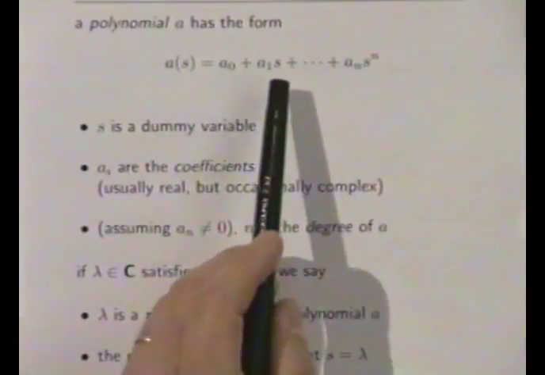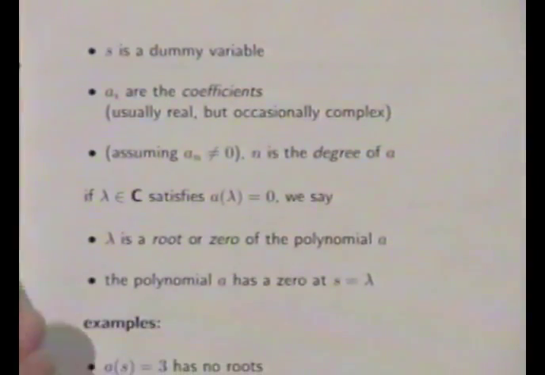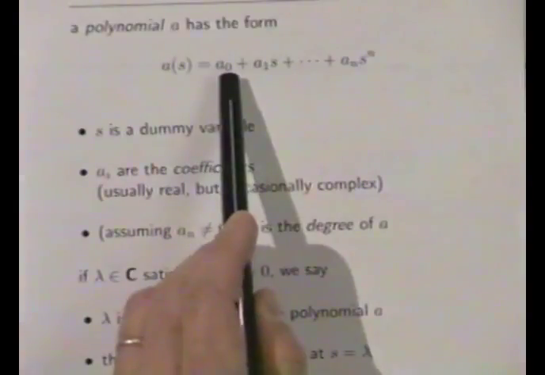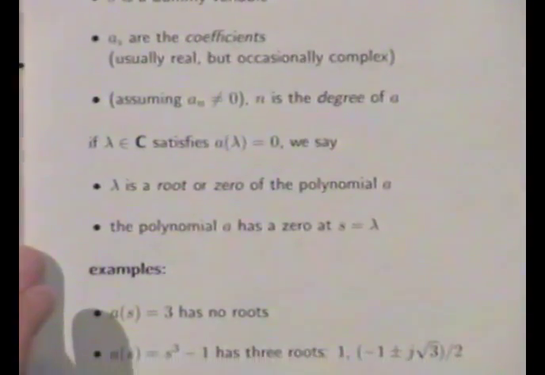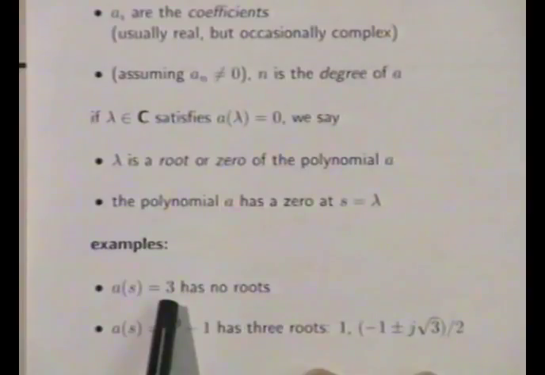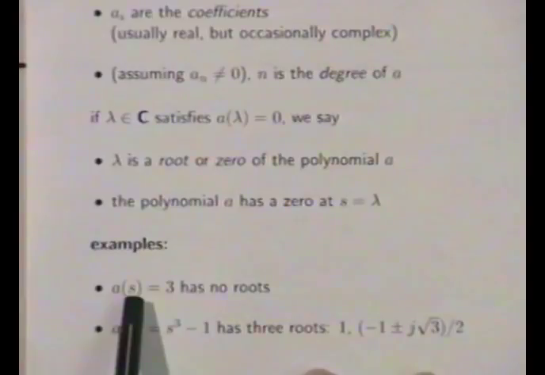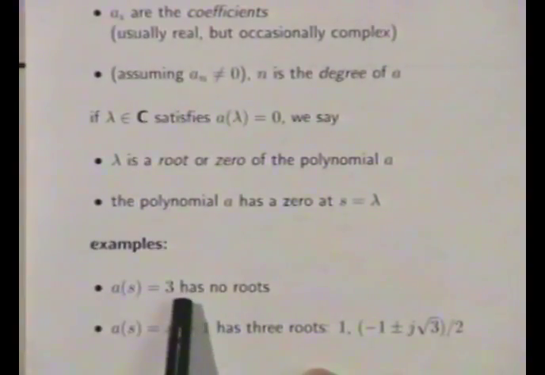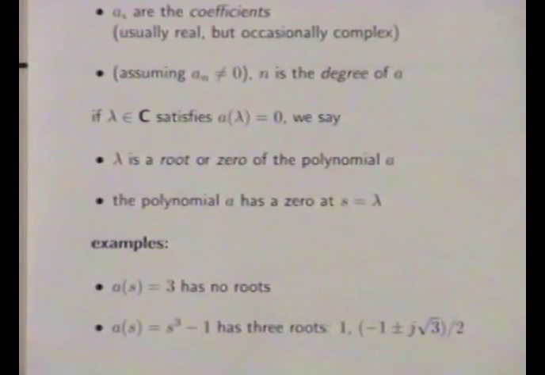And we say that a number is a root or a zero, or another way to say it is that it solves the polynomial equation A equals 0, if when you plug it in and evaluate it, you get 0. So for example, the constant 3 is a polynomial. Its degree is 0. It has no roots. There's no complex number s you can plug in such that A of s is equal to 0. Because by definition, every complex number you plug into this polynomial returns the value 3, period.